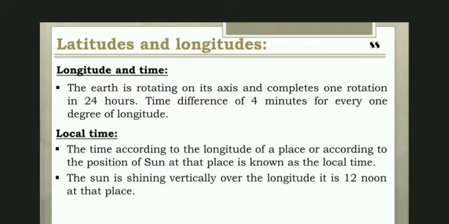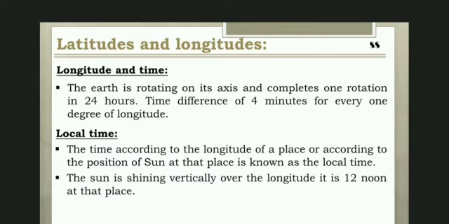Longitude and time, children. There is a definite relationship between longitude and time. The earth is rotating on its axis and completes one rotation in 24 hours. This means 360 longitudes are covered in a period of 24 hours. This gives rise to a time difference of 4 minutes for every 1 degree of longitude, 60 minutes or 1 hour for every 15 degrees of longitude. 360 times 4 is equal to 1440 minutes, and 360 degrees to 24 hours.